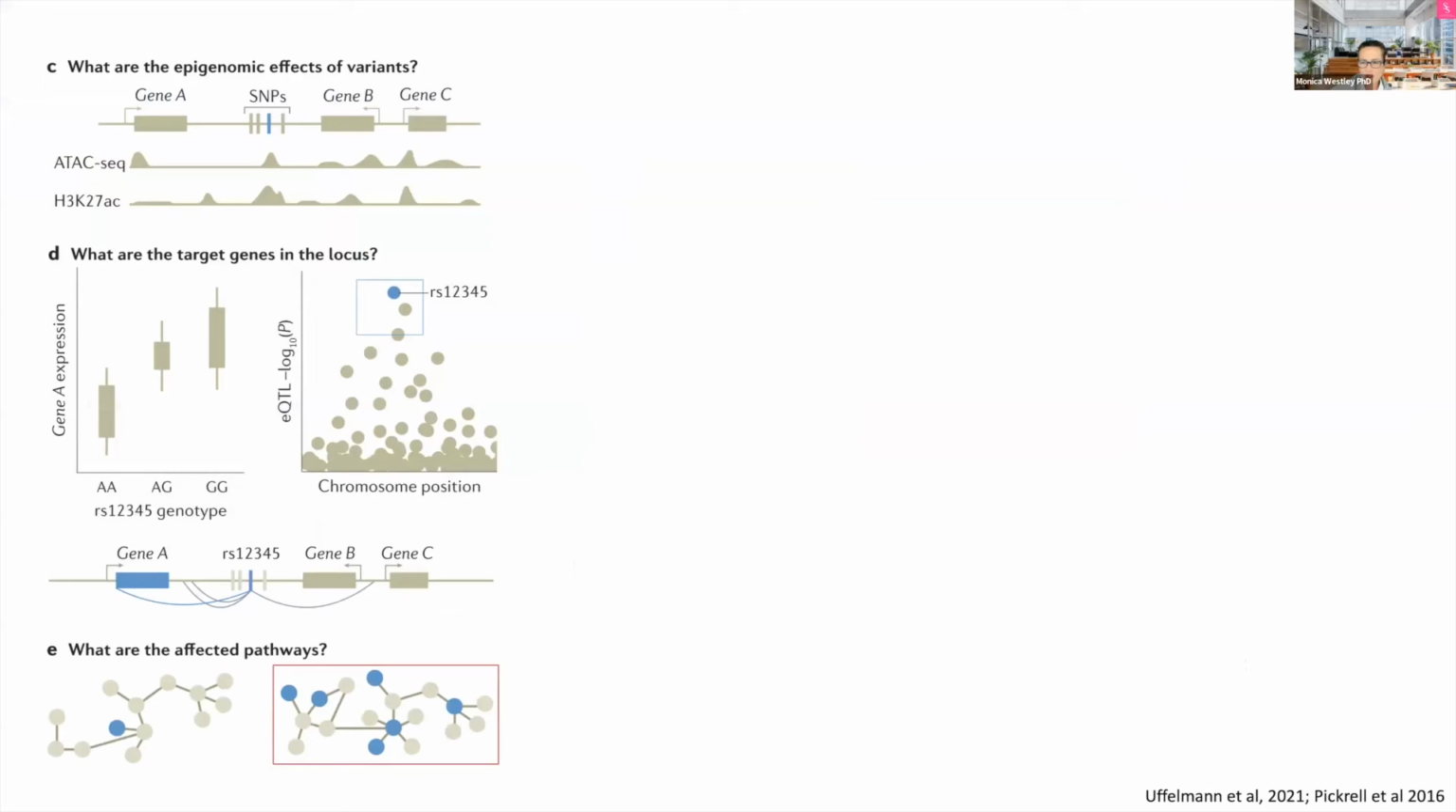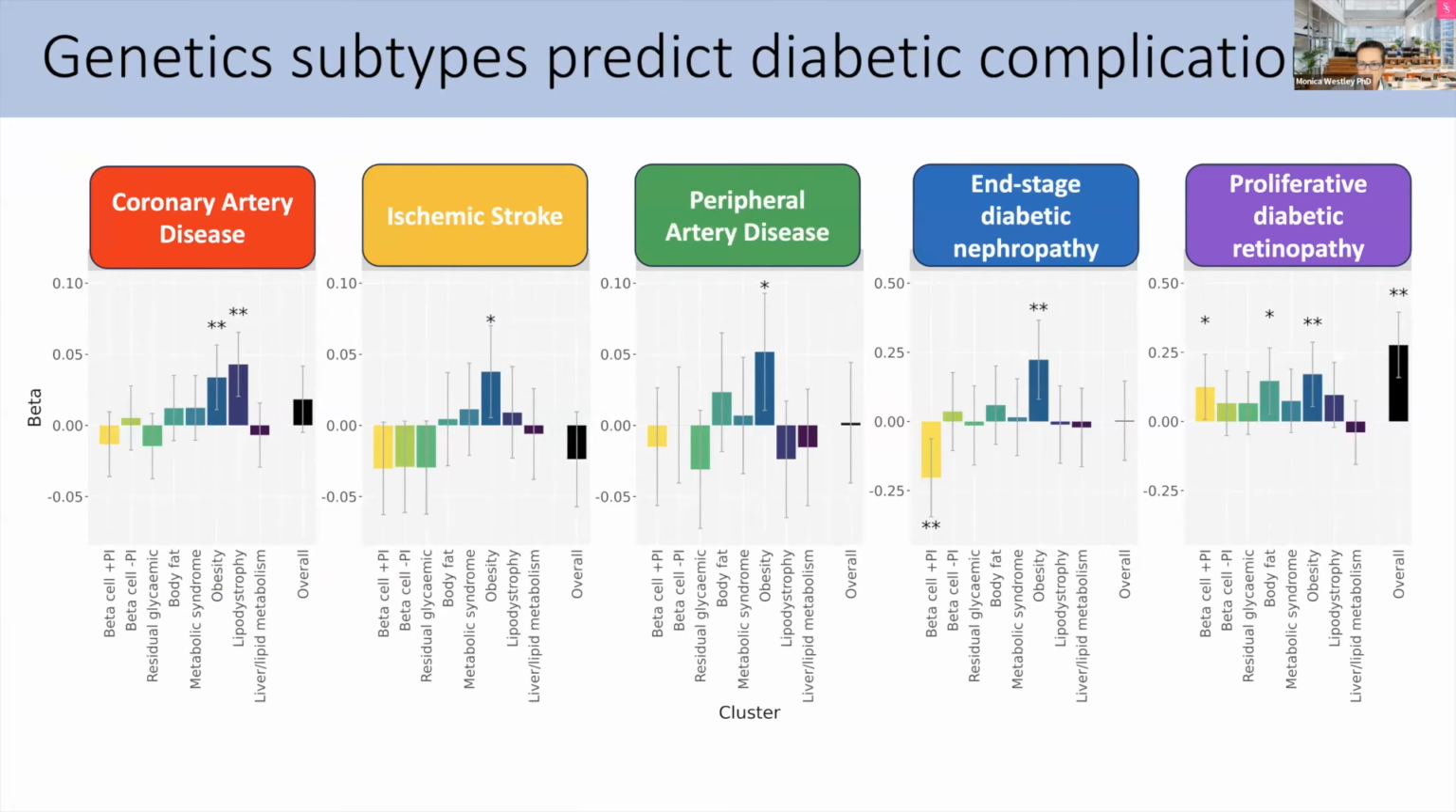Ben, someone's asking, could you please describe the term on the x-axis, beta cell plus PI? Yeah, so those are our attempt to label the clusters based on the physiology that we've described.